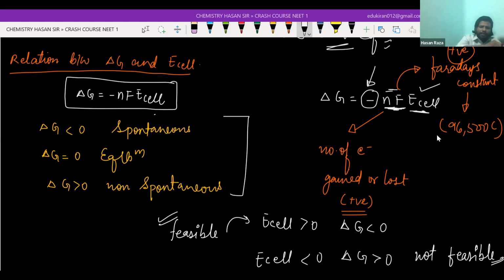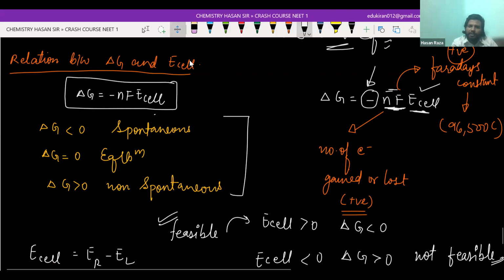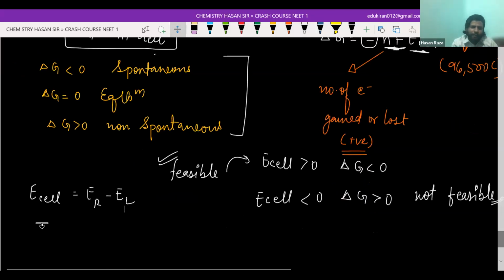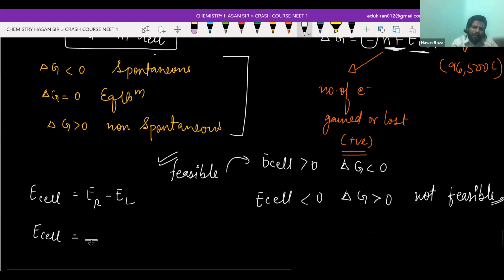Sir, are you done with this? E cell, write the formula for E cell, that is E right minus E left for representation, and E cell is equal to E cathode minus E anode.